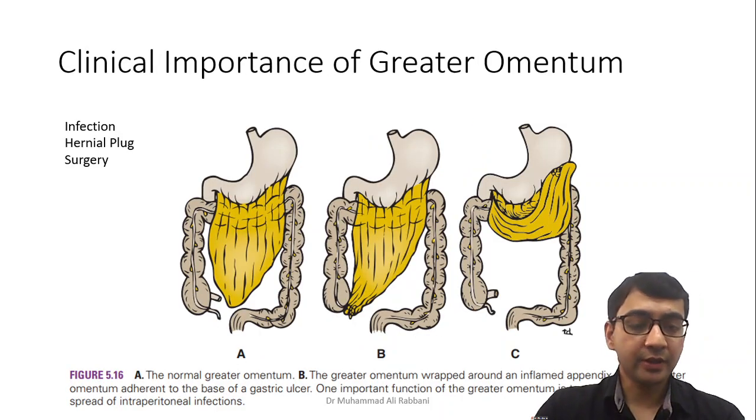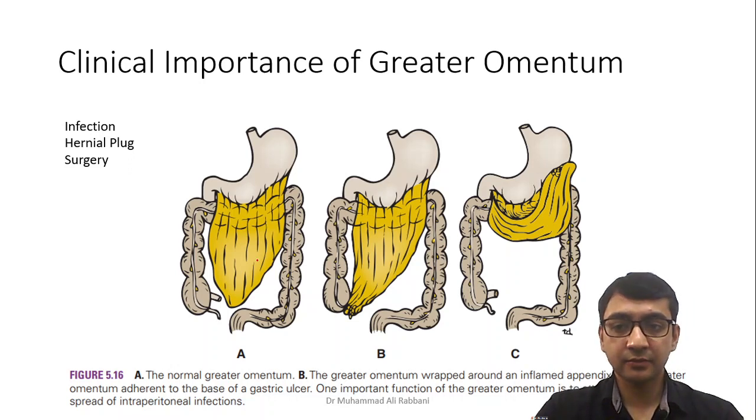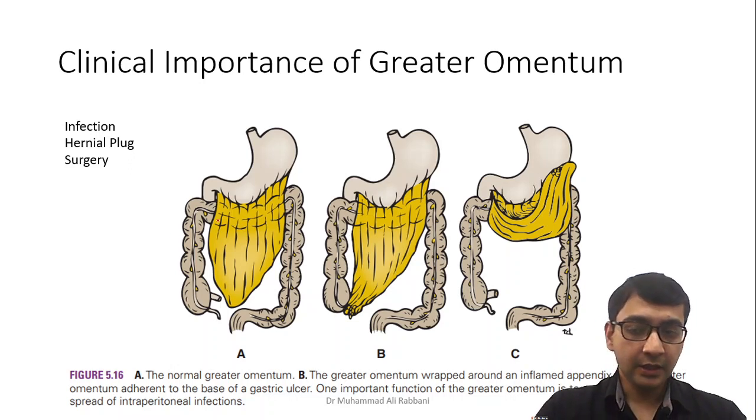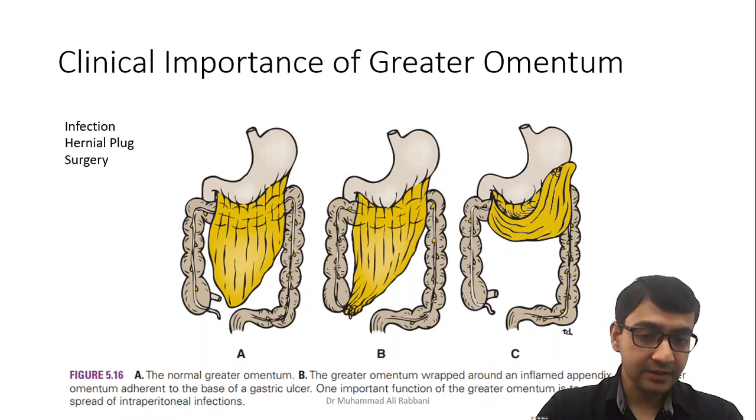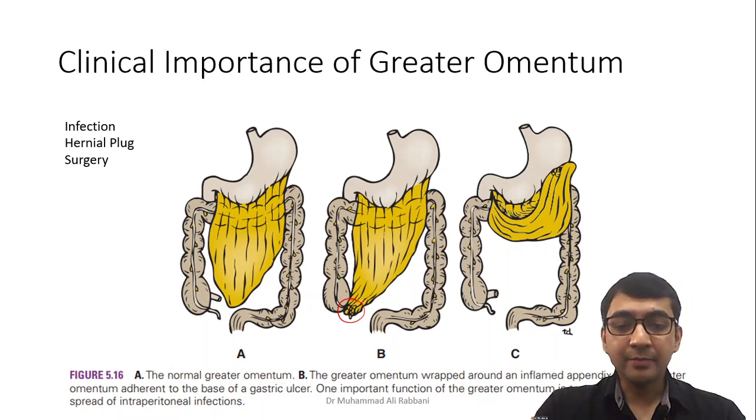Then the importance of greater omentum. One of the clinical features we discussed was infection. Whenever there is an infection, the peritoneum becomes sticky, it gets stuck to the infected part, and it may help in sealing of the issues. It may help as a hernia plug.